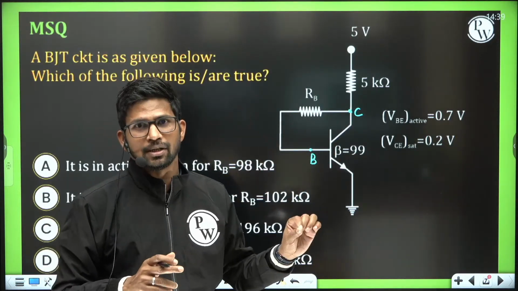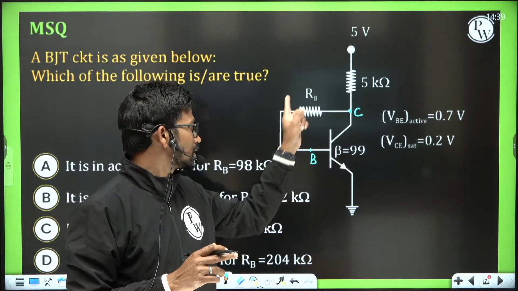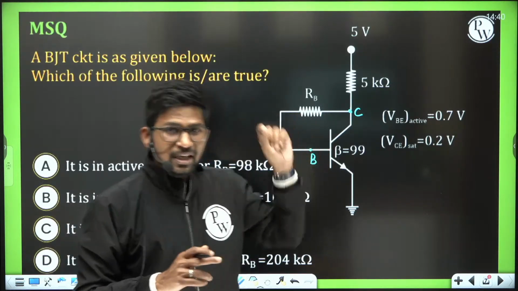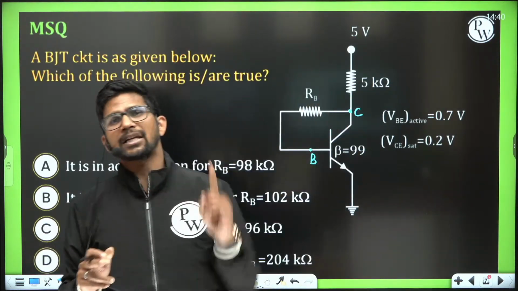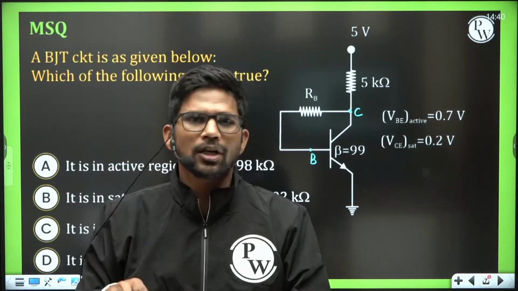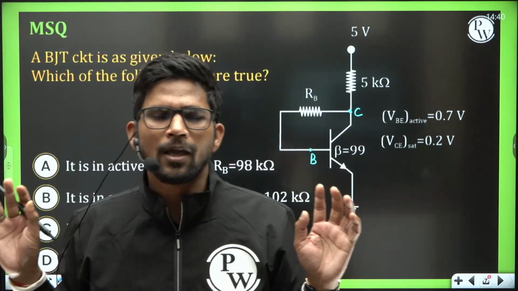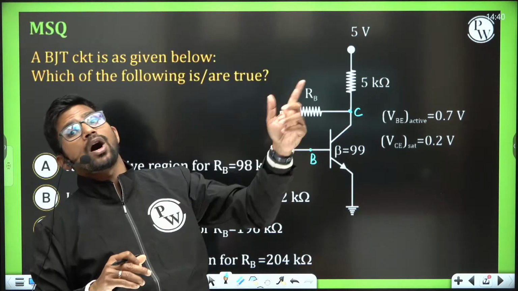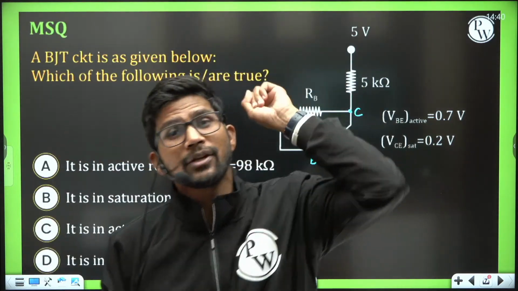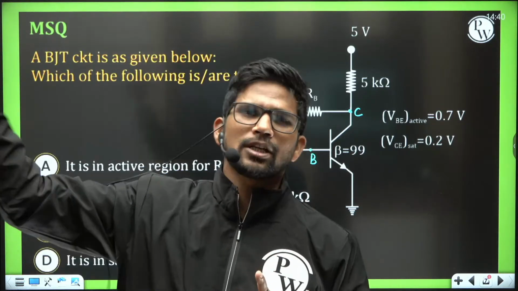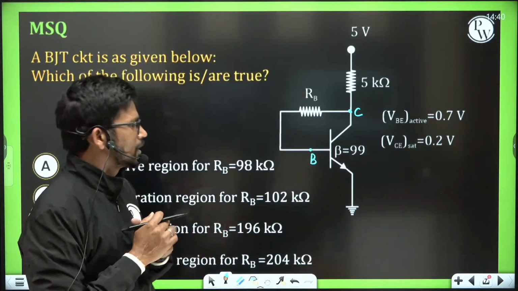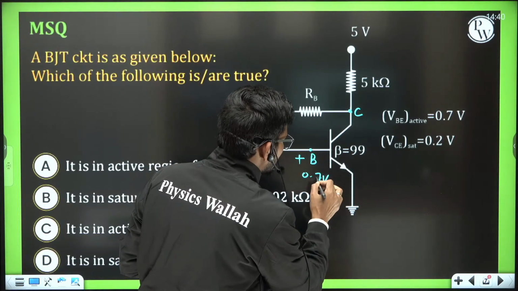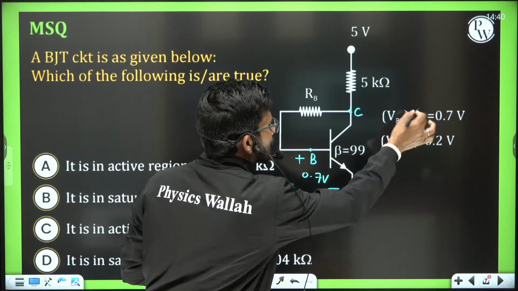If it is in on condition, a BJT where collector and base are connected through a feedback resistance RB, which can be 0 or non-zero value, this BJT will always be in active region whenever it gets on. If it is in off condition, then definitely it will be in cutoff region. But whenever it gets on, it will always go in active region only. It will never go in saturation region for sure. Why? If it is on, then definitely this VBE will be 0.7 volt. This base emitter junction will be replaced by the 0.7 volt source.